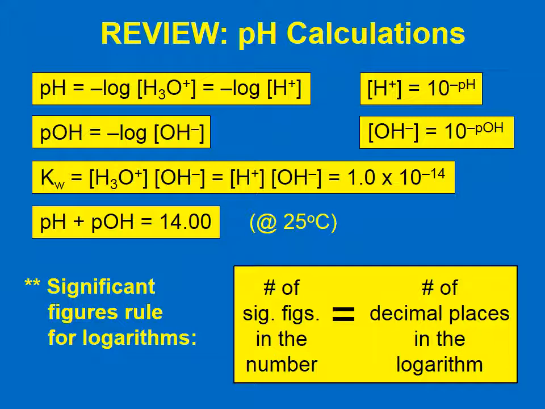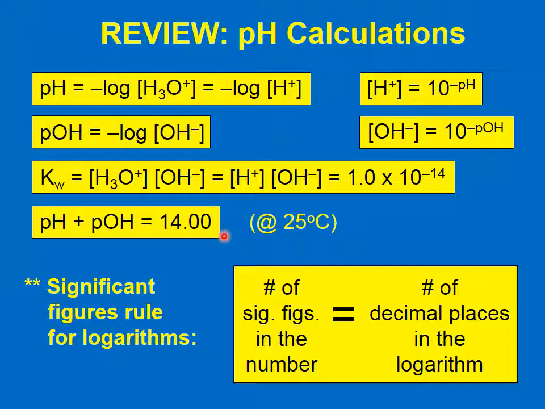This screen is a review of all of the equations and ideas that we've talked about previously with regard to pH calculations. You can see we have several equations there at the top of the screen. At the bottom of the screen, we've stated again the significant figures rule for logarithms, which is that the number of significant figures in the number must be equal to the number of decimal places that you express in the logarithm.